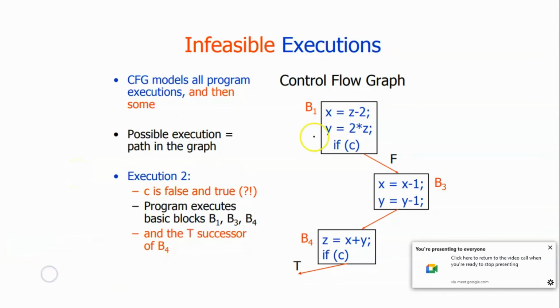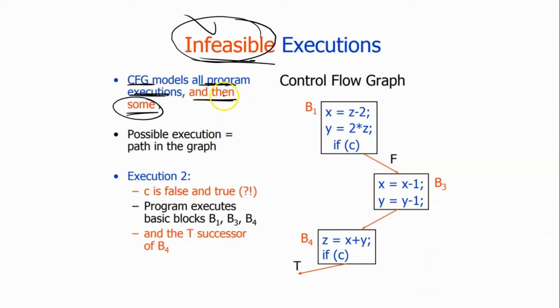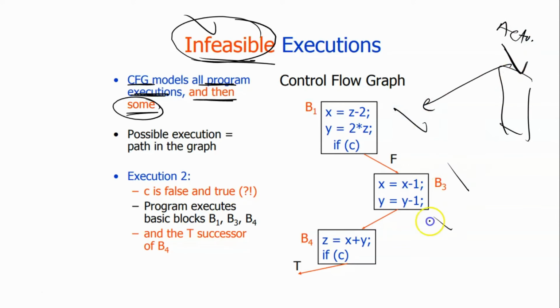So you can see that in the CFG you can have some infeasible executions also. This CFG will definitely model all the program executions, but it can model some extra ones which will never occur. Of course, whatever will actually occur will definitely be covered here, but some extra things can be covered too. This CFG can cover some extra things. So this is the point.